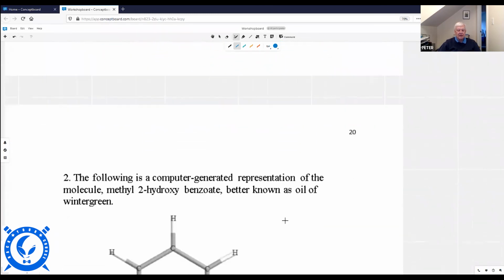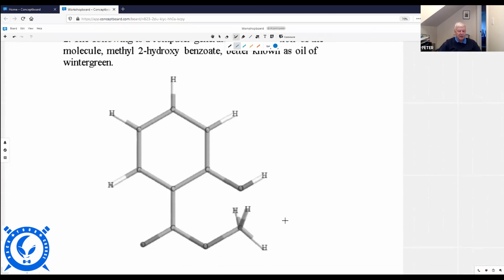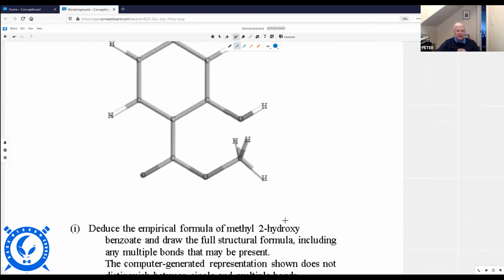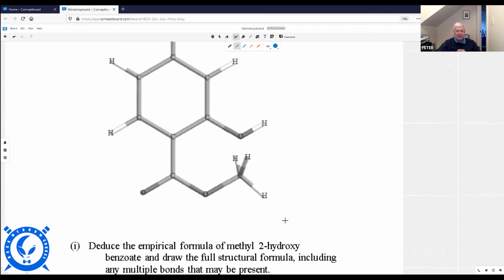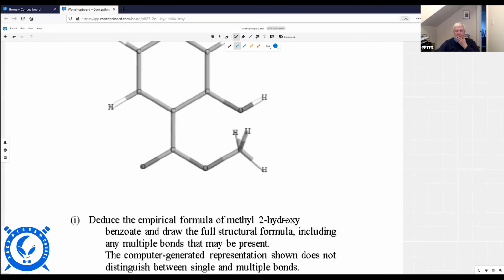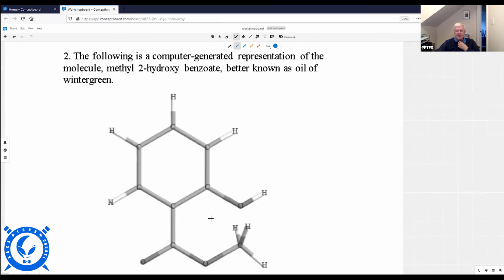All right. Oh, and here's a computer-generated representation of 2-hydroxybenzoate, methyl 2-hydroxybenzoate, better known as oil of wintergreen. And the first question they ask you is, what is the empirical formula of 2-hydroxybenzoate? And they want you to draw the full structural formula, including any multiple bonds. Because, of course, in the computer-generated representation, when you do the structure, you don't know whether these are single bonds or double bonds. So perhaps the easiest thing for us to do initially is to draw the structure and then take it from there.